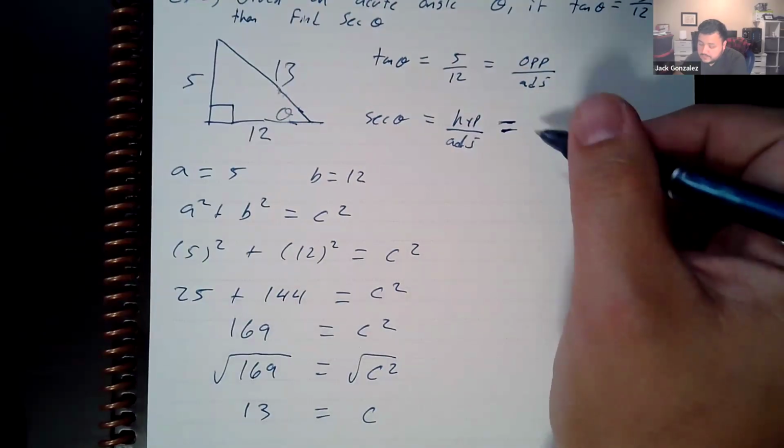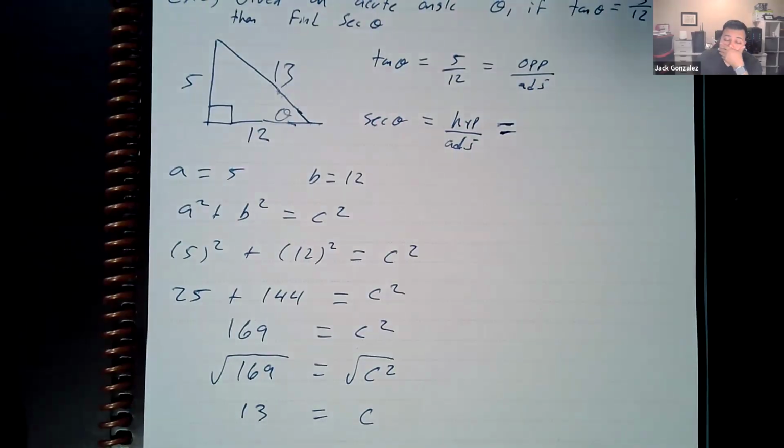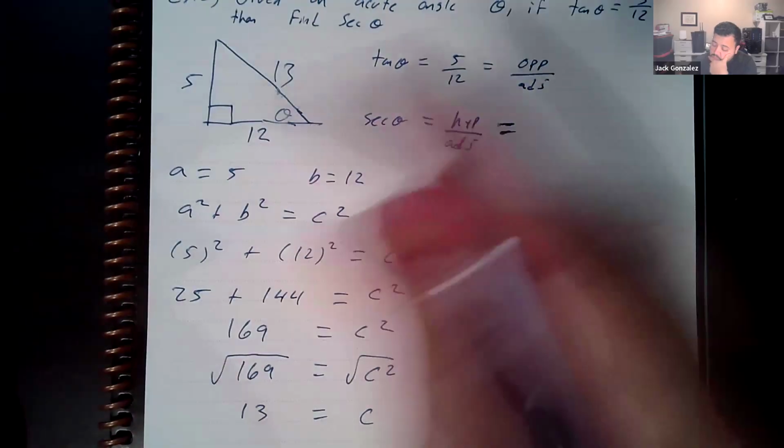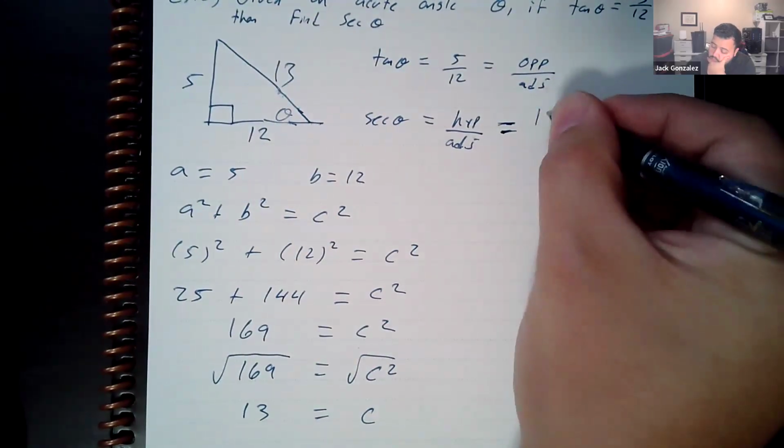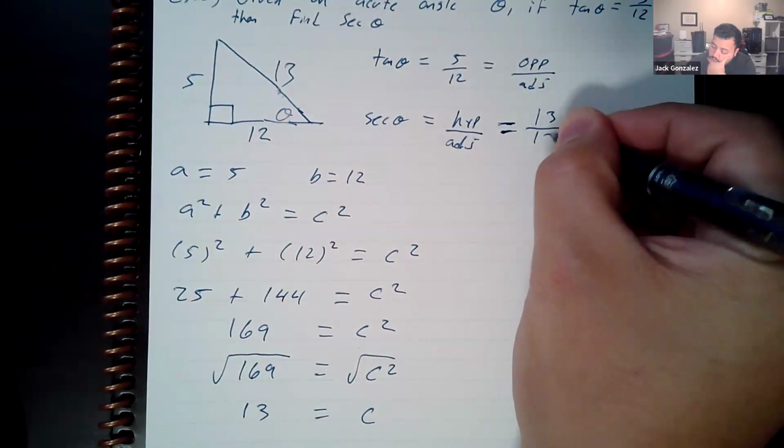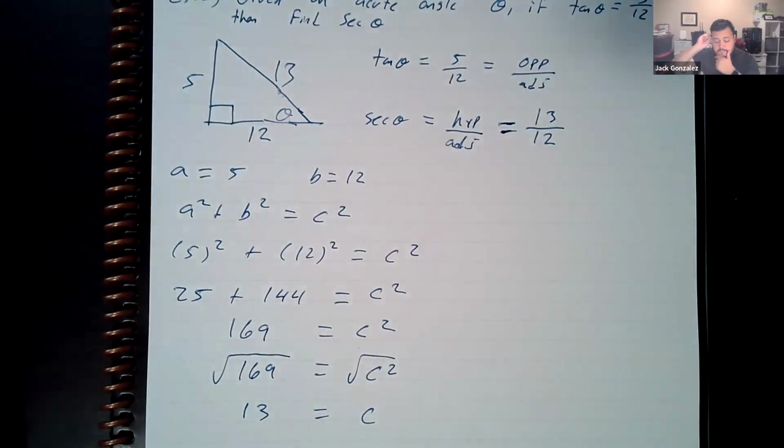So now we can answer the question, right? 13 over 12. Yeah, hypotenuse over adjacent. Any questions on the algebra or the triangle stuff?